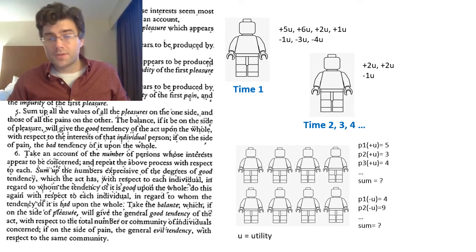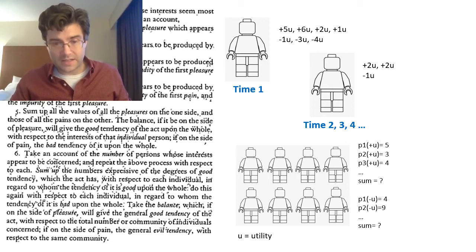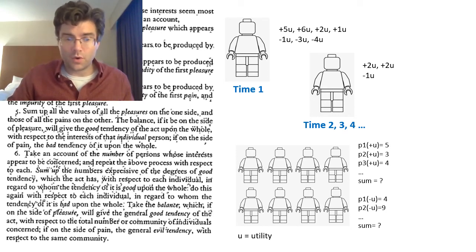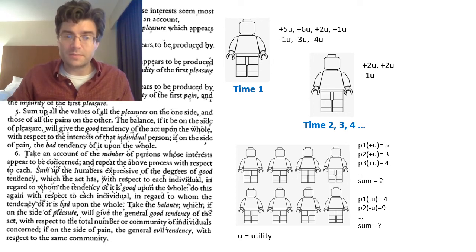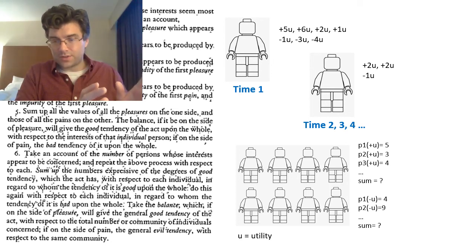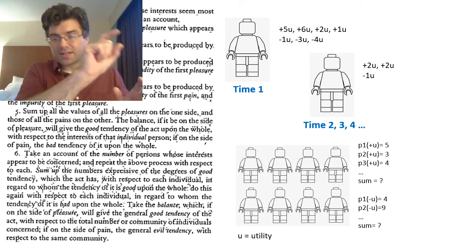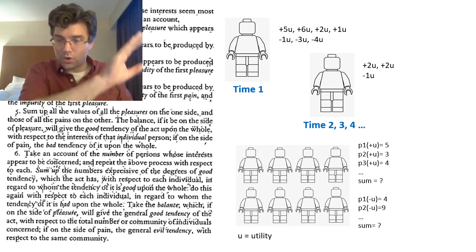"Sum up the numbers expressive of the degrees of good tendency which the act has with respect to each individual in regard to whom the tendency of it is good upon the whole. Do this again with respect to each individual in regard to whom the tendency of it is bad upon the whole." So he's saying on one side, add up all the positive utilities for those individuals who have a net positive utility, just for that individual, okay? And then do the same thing for all of the individuals who have a net negative utility.